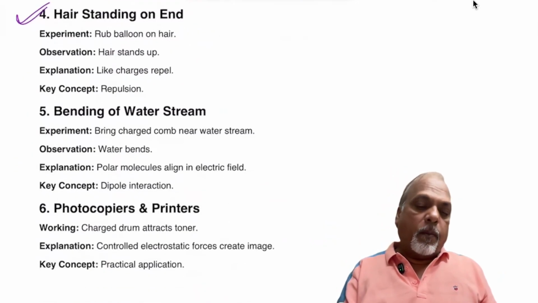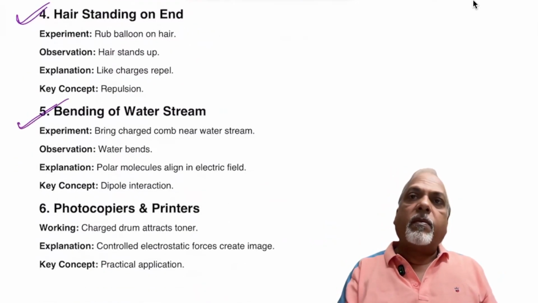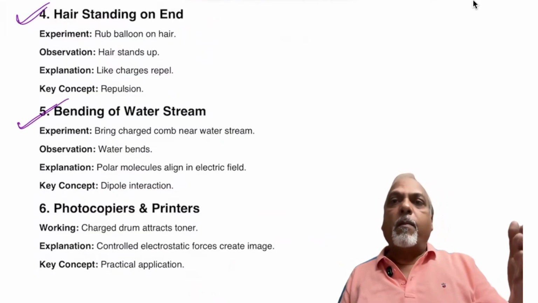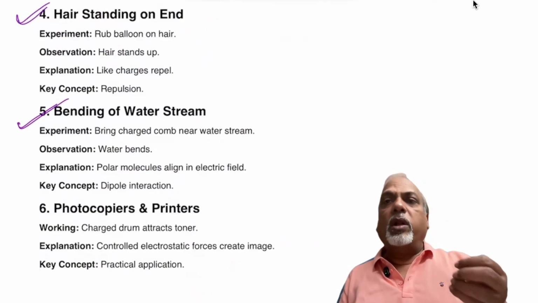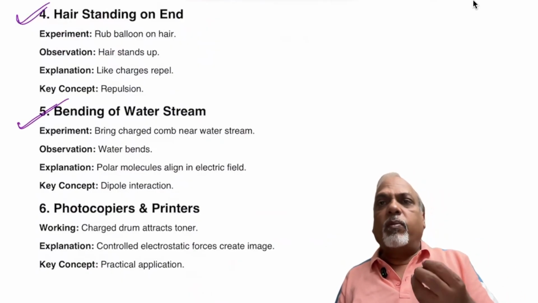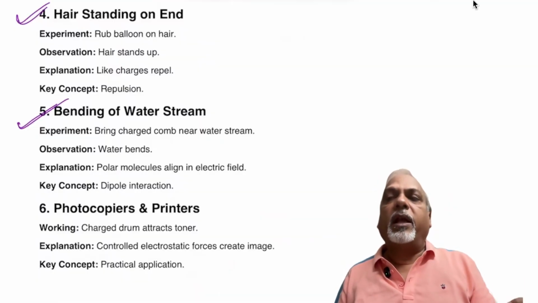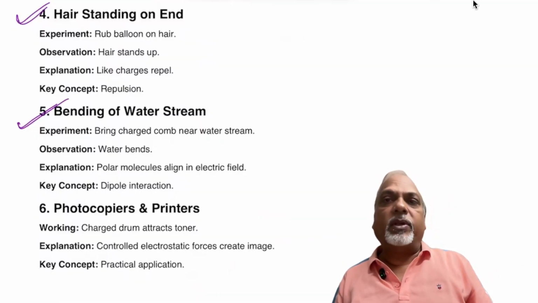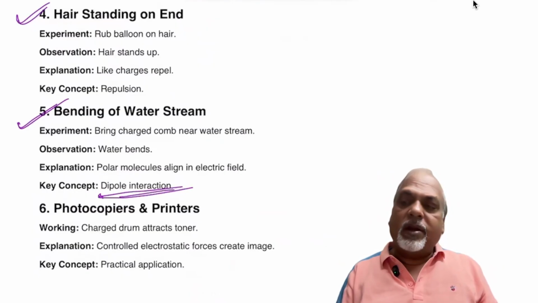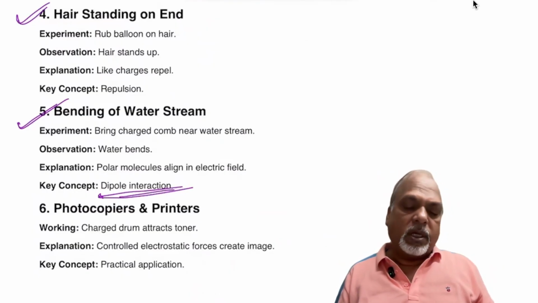Correct? Bending of water streams. Bring a charged comb near the water stream, water bends because water molecules are polar molecules. They are aligned with the electric field basically. Correct? This is due to the dipole interaction. That we will see, what is dipole.